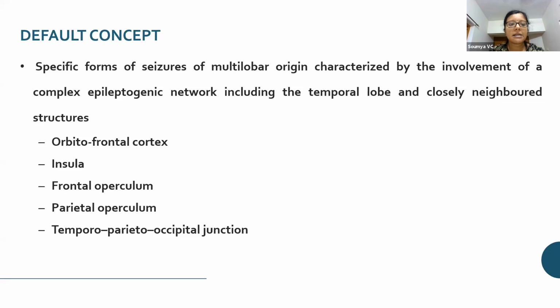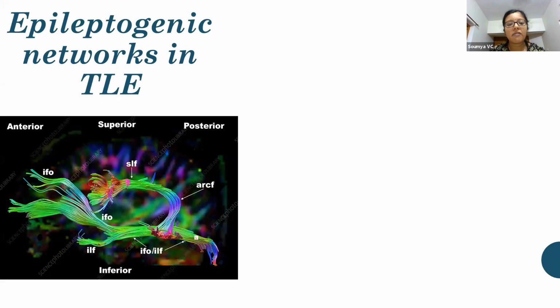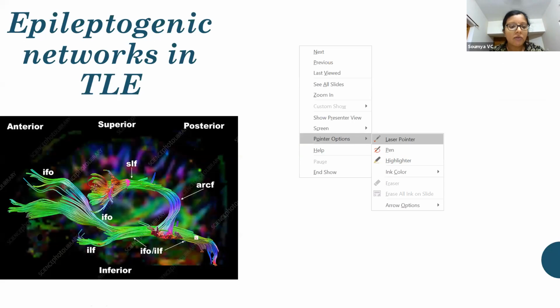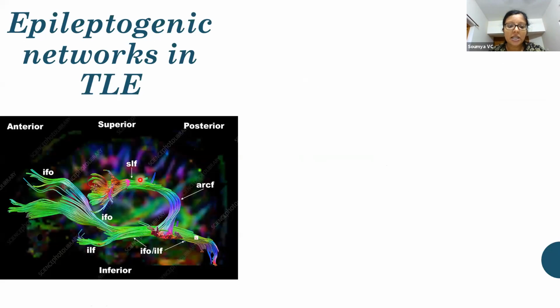To understand this concept better, we should know the important white matter association tracts in the human brain. The important ones include the superior longitudinal fasciculus, the inferior longitudinal fasciculus, the inferior fronto-occipital fasciculus, the arcuate fasciculus, and the uncinate fasciculus. These are the 5 major white matter association tracts in the human brain. I'll be talking in short about each of these.